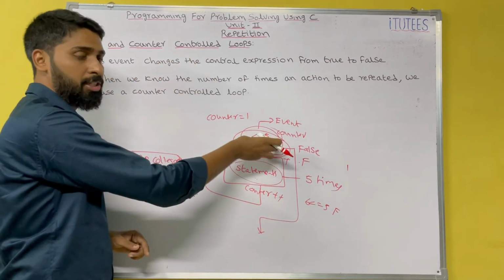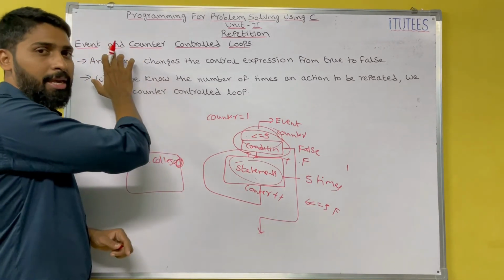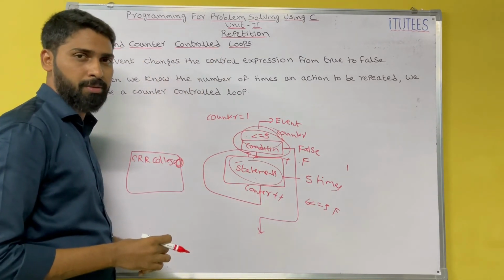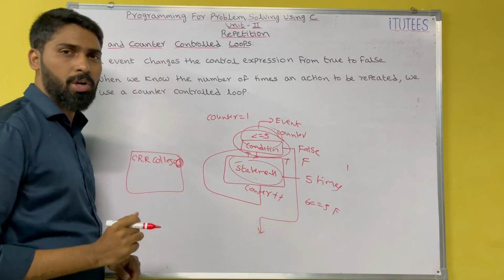If the condition is based on an event, we call it an event controlled loop. I hope you all understand. So, event and counter controlled loops.